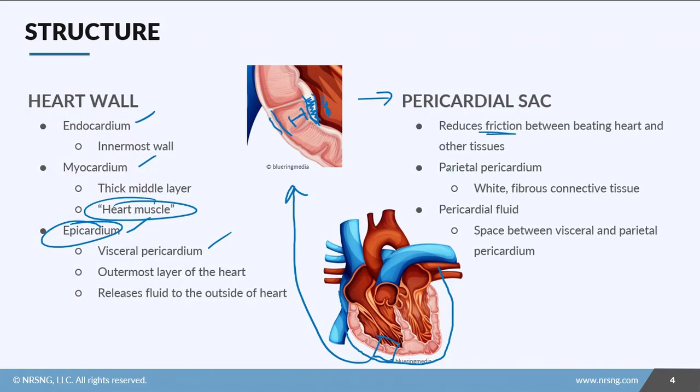And you have the parietal pericardium, which is this outer layer here that I just drew, and it's made of white fibrous connective tissue. And inside of this, between the epicardium and the parietal pericardium is going to be this fluid, and this is the pericardial fluid. It fills a space in between that visceral and parietal pericardium.